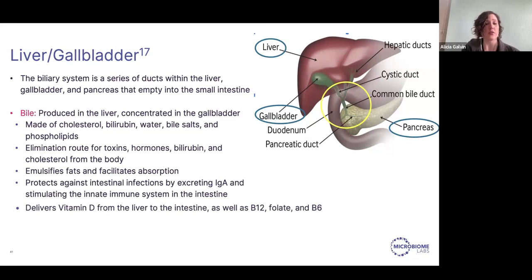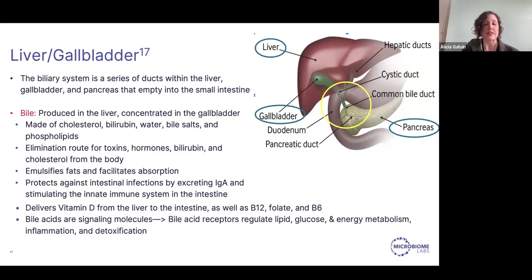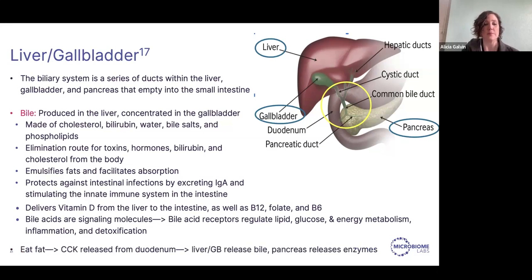And it also can deliver vitamin D from the liver to the intestine, as well as things like B12, folate, and B6. And it's a signaling molecule. Bile acids bind to receptors throughout our body that regulate glucose and energy metabolism. So sometimes, when people are having more cardiometabolic problems, if they have poor bile flow and function, it's because they're missing out on these signals that are binding these receptors to then trigger this cascade of other signals that can regulate some of that cardiometabolic function.